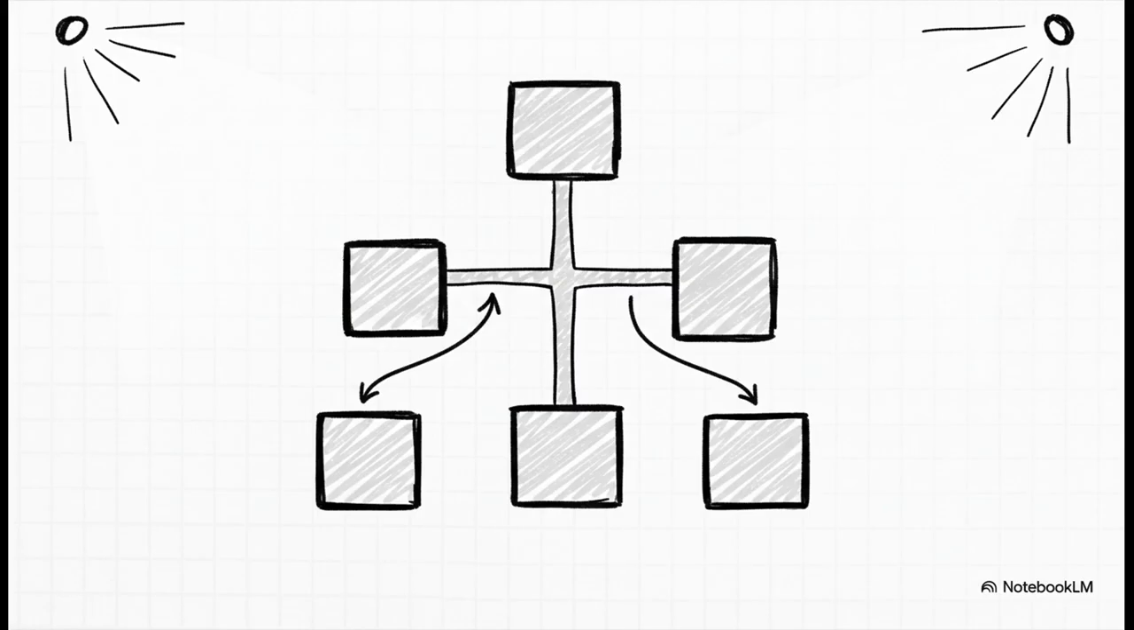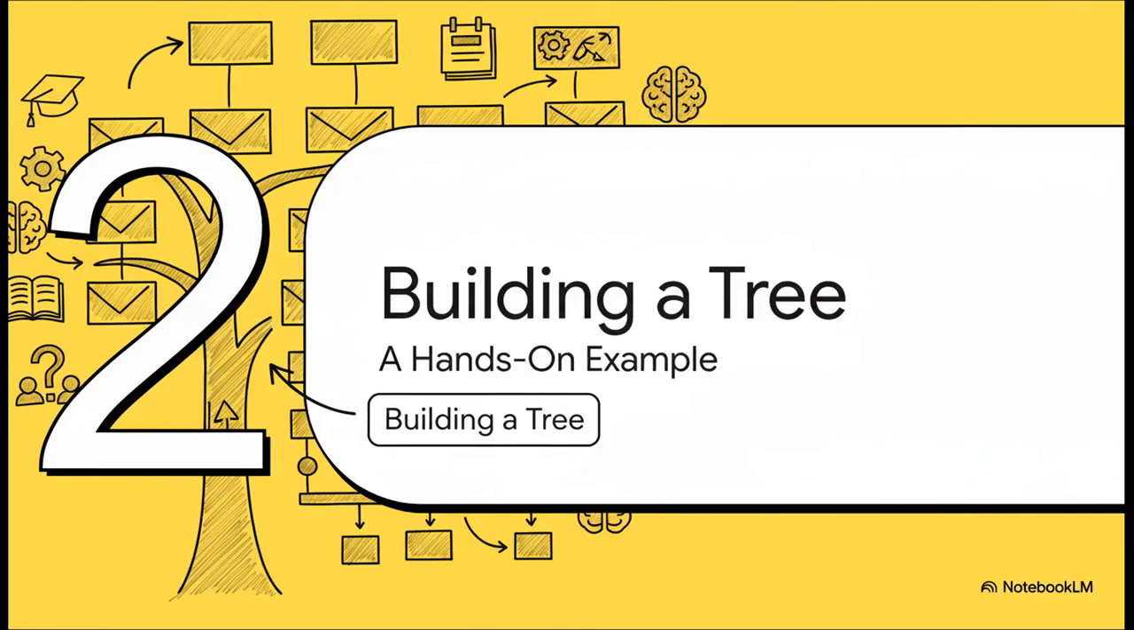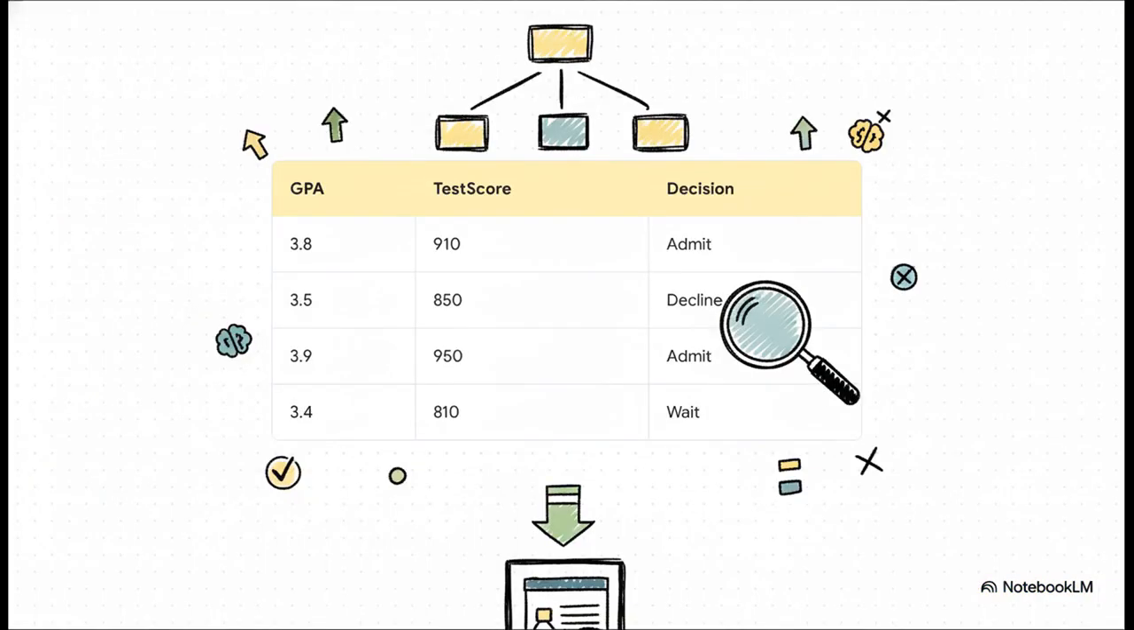You know what? The best way to really understand this is to just build one together. All right, let's do it. We're going to build a decision tree right here, from scratch. And our goal? To figure out which student should get admitted to a university. First things first, we need our training data. So what you're looking at here is just a sample of past applicants. We've got their GPA, their test scores, and, most importantly, the final decision that was made for each of them. This is that labeled data we were talking about. This is what our model is going to learn from.